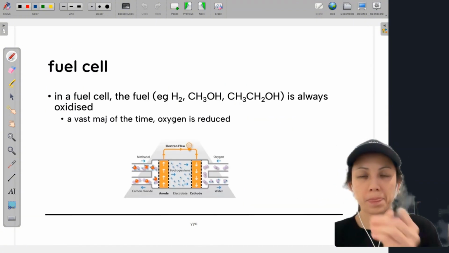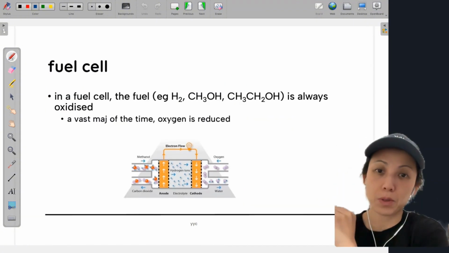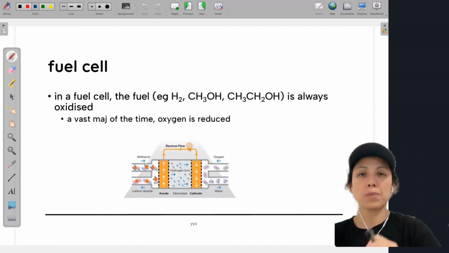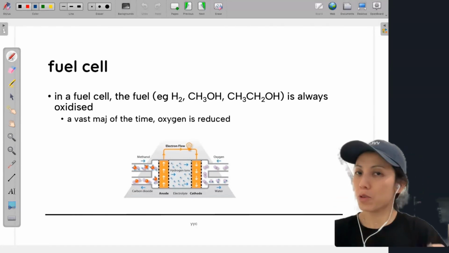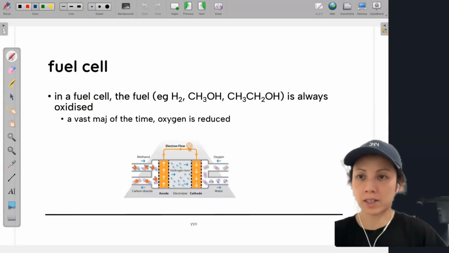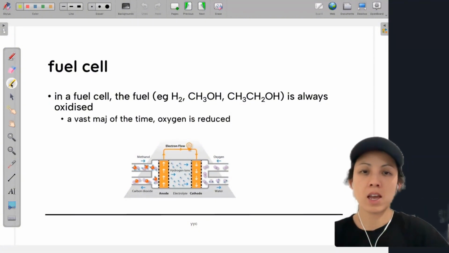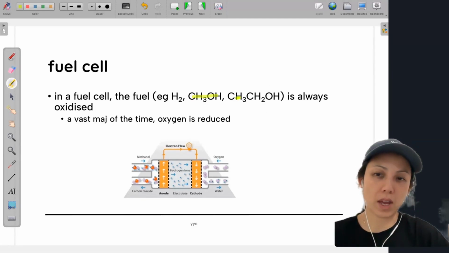With a fuel cell, the examples that I've shown you so far are purely the hydrogen fuel cell, which is the most simple of them all. But when we talk about fuel cells, we're talking about fuels, and fuels don't have to necessarily just be hydrogen. Common fuels that you'll see used in exam questions would be things like methanol or ethanol.